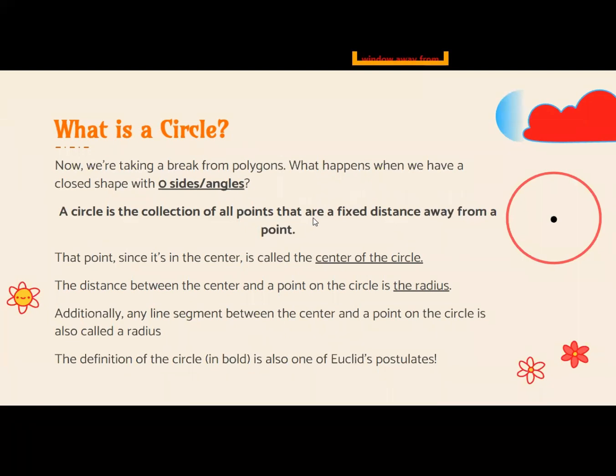Some people will say the formal definition of a circle is a round thing, like a wheel or a tire or something like that. But that is not a very good and rigorous definition of a circle. So we're going to be using the one in bold whenever we are talking about circles.